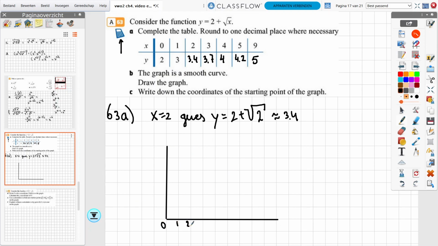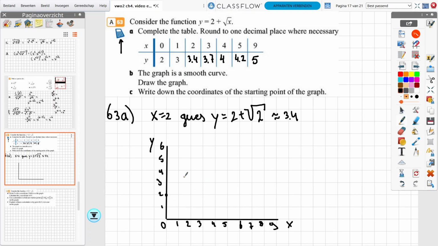Number the axis. Here as well. There's still an x and y axis, so call this axis x, this axis y. And now let's plot the points. This is point (0, 2). (0, 2) is right here.